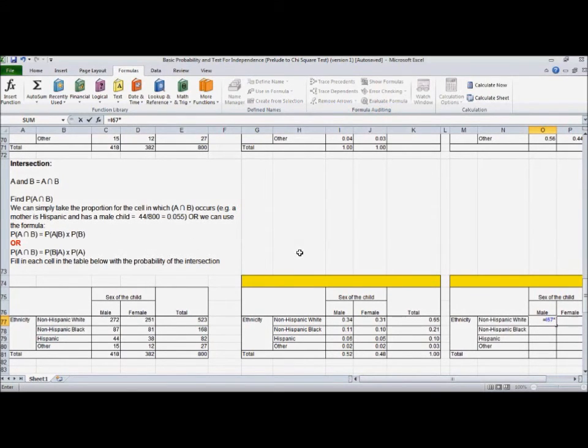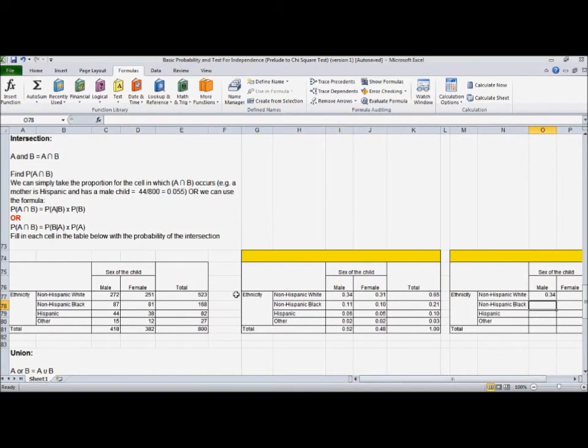We said B was that the child was male. In this table here, we see that the probability of male is 0.52, so we can click on that. And what do we get? We get exactly the same value. So we can use the full formula, or we can use a simpler method. We will get exactly the same values.